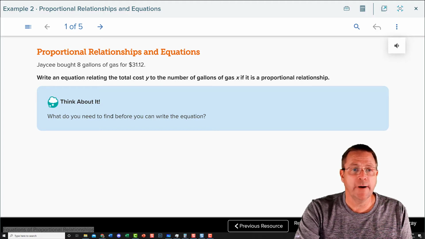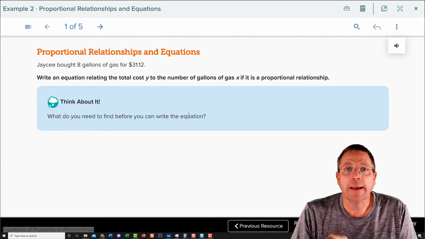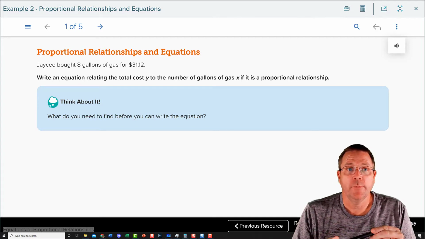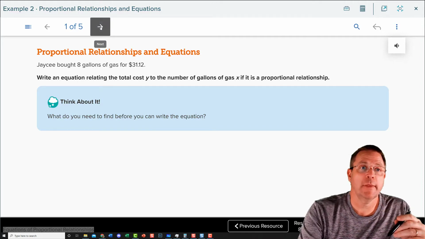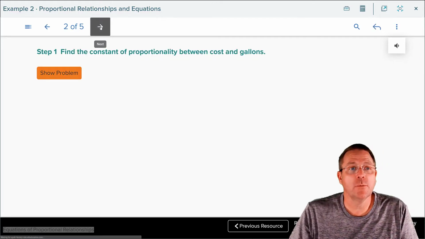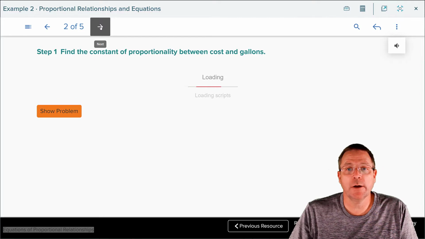What do we need to find before we can write that equation? We need to find the constant of proportionality. We need to find out how much 1 gallon of gas costs, and that's our goal here. So find the constant of proportionality first.